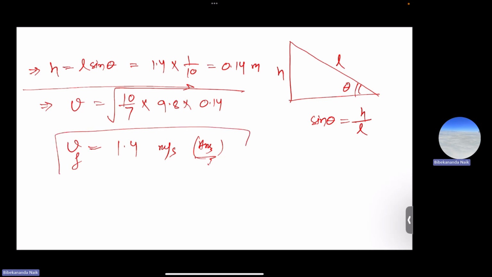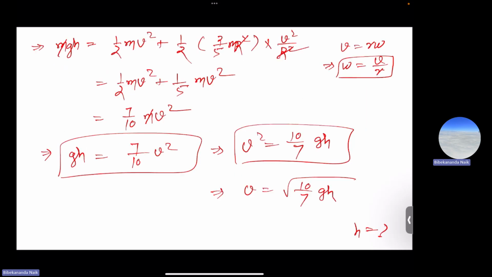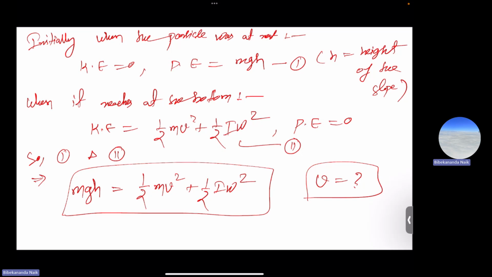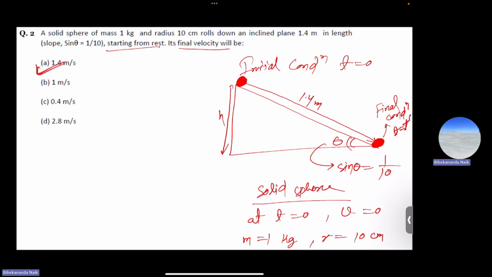So the final velocity is 1.4 meter per second, and the correct option is option A. Let me explain it once again for you. There was a scenario with an inclined plane and one solid sphere. It is rolling down from rest to the bottom, and the mass of the solid sphere is 1 kg and its radius is 10 centimeters. Now we need to find the value of the velocity when it reaches the bottom.